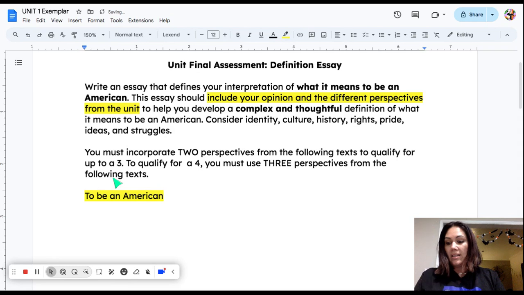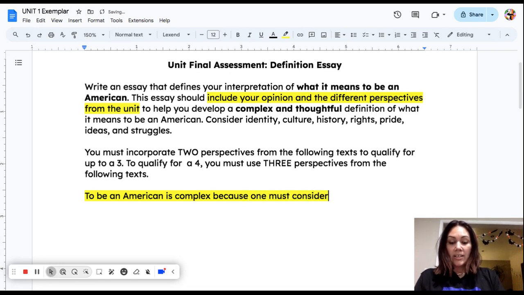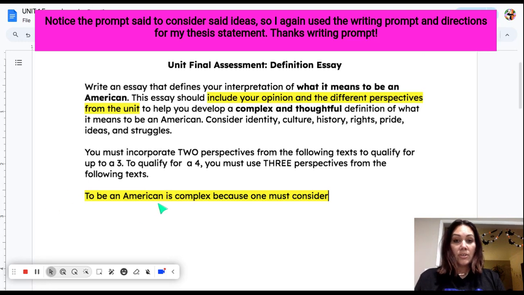what is it? Is complex because one must consider. And notice that I use the topic to be an American. What does it mean to be an American? Boom, put it right in there. It's telling me it has to be complex and thoughtful, so I said, great, it's going to be complex. It's complex, and now I'm giving my reasons why.